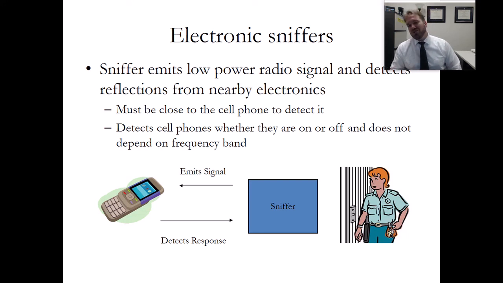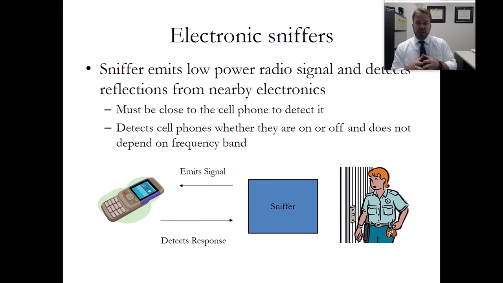They have these things called electronic sniffers that emit this low power radio signal that reflects off of nearby electronics. It has to be close to the cell phone, but the big thing that's cool with this is it detects the cell phone whether it's on or off. And it doesn't depend on what frequency the cell phone's on.